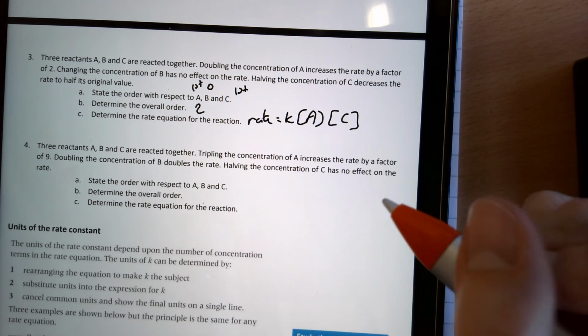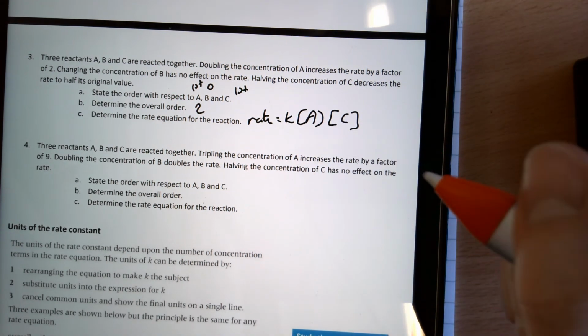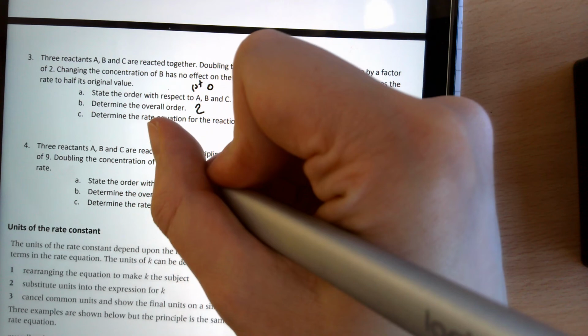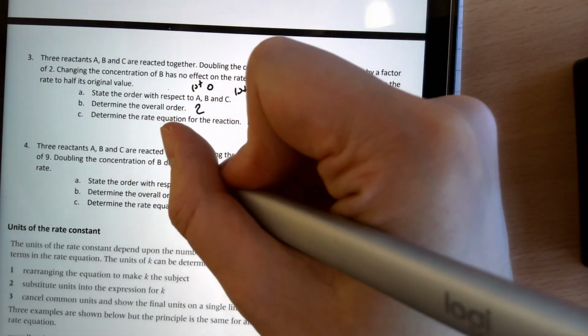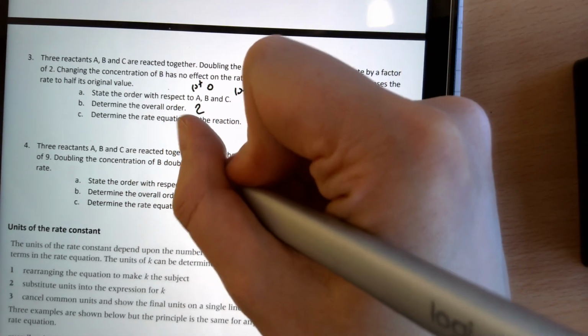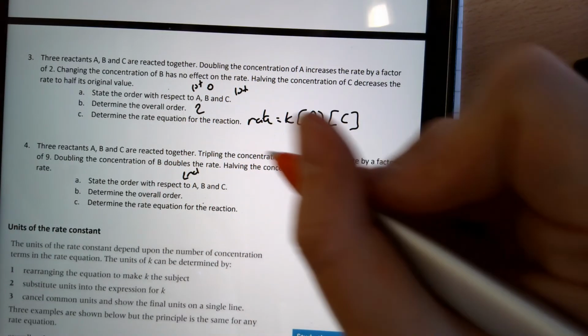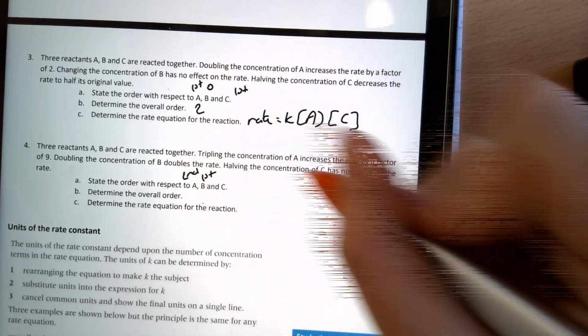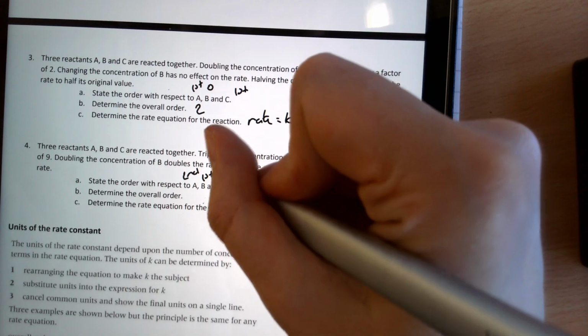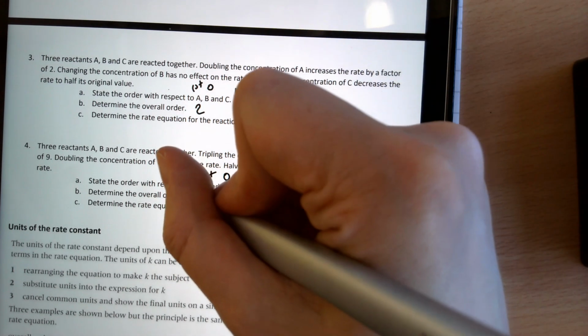The next one here, 3 reactants. Tripling the concentration of A increases the rate by a factor of 9. So 3 to the power of 2 is 9. That makes A second order. If I double B, I double the rate. That makes B first order. If I halve C, it has no effect. That makes it 0 order. 2 and 1 is 3.